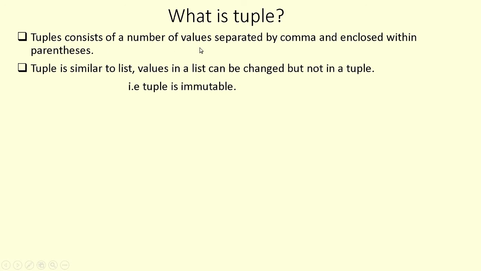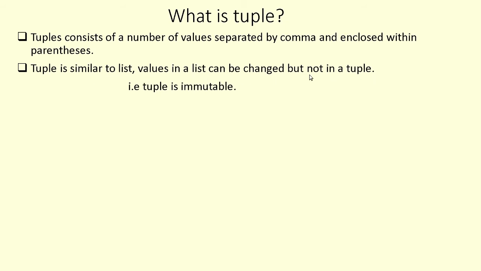So the first one is, what is a tuple? A tuple consists of a number of values separated by commas and enclosed within parentheses. Tuple is also a data type, similar to list. It consists of a collection of values, separated by commas and enclosed within parentheses. In the case of a list, it will be enclosed within square brackets, but here it is enclosed within parentheses.